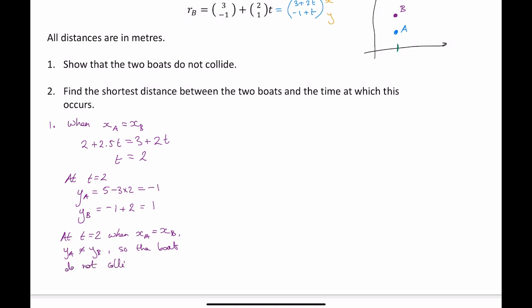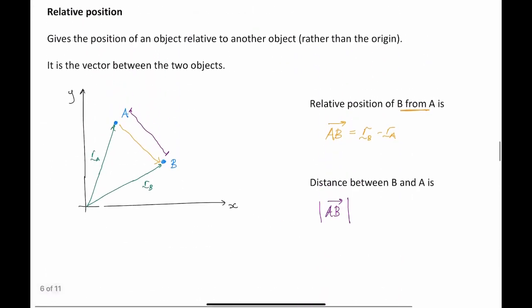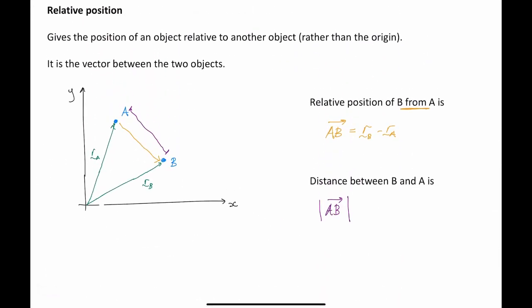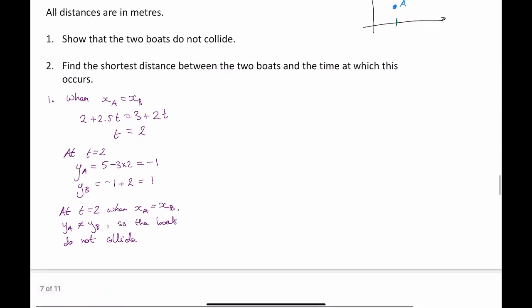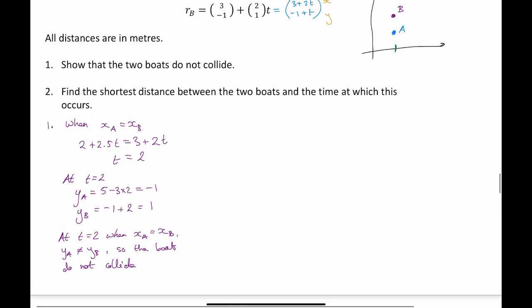That final conclusion, that sentence, is incredibly important and will be worth a mark if you're working through a question like this. Okay, let's take a look at question 2. We're asked to find the shortest distance between the two boats and the time at which this occurs. If we flip back to that relative position idea, the distance between is just given by the magnitude of the relative position vector. So we need to find the relative position.